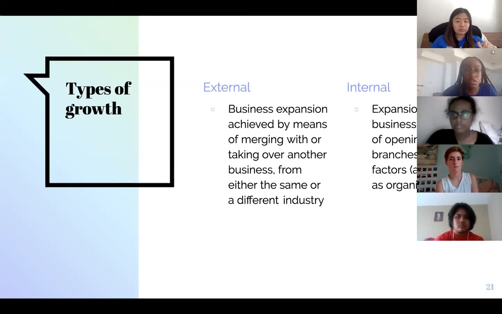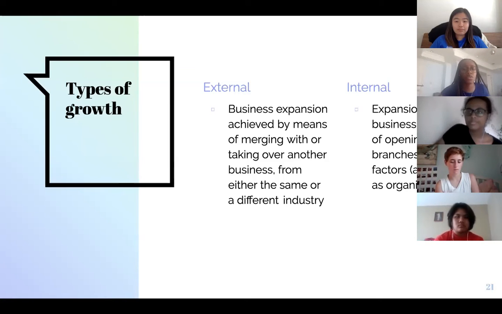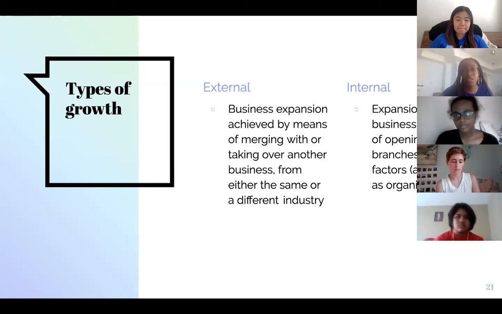And then internal is expansion of a business by means of opening new branches, shops, or factories, also known as organic growth. So an example of this is Bath and Body Works. If you live in the US, you know that they have a bunch of branches and they keep expanding those branches, except I think after COVID and stuff like that, they might have to size down a little bit. But their expansion of these branches means that the business as a whole is growing, which is obviously another type of internal growth.